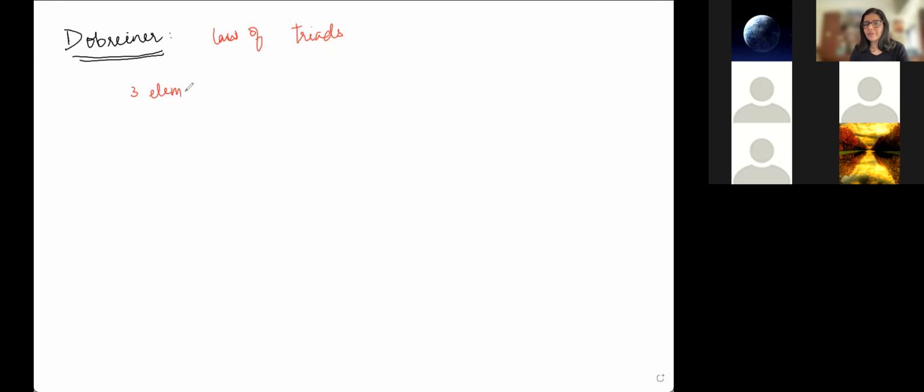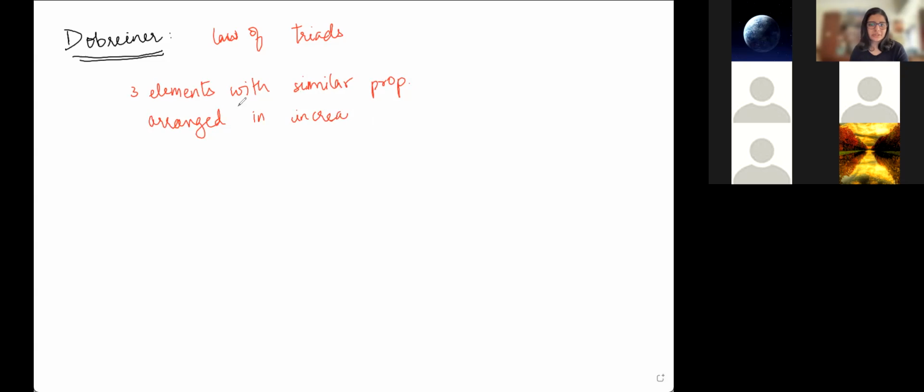the atomic... One moment, Puneet. So any three random elements, or... No, which have similar properties. Correct. Three elements with similar properties. Yes, continue. Are arranged in order of their increasing atomic masses, then the atomic mass of the middle element will be roughly equal to the average of the atomic masses of the other two elements. Absolutely. That is what Dobereiner found out.